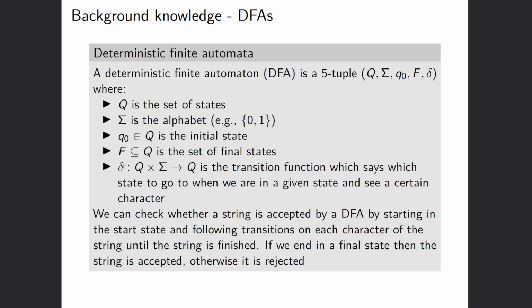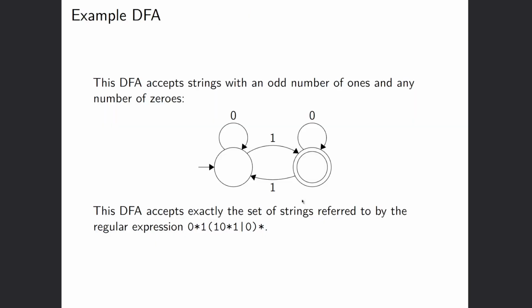And then we have delta, which is our transition function, where we take a state and we take a character, and then we go to another state, right? So if we're in a given state and we see a certain character when we're reading our string, then we go to the next state given by delta. So we can check whether a string is accepted by a DFA by starting in the start state and then following transitions on each character, so following delta, until the string is finished. And if we end in a final state when the string is done, then the string is accepted. Otherwise, we reject that string, and our DFA does not accept it.